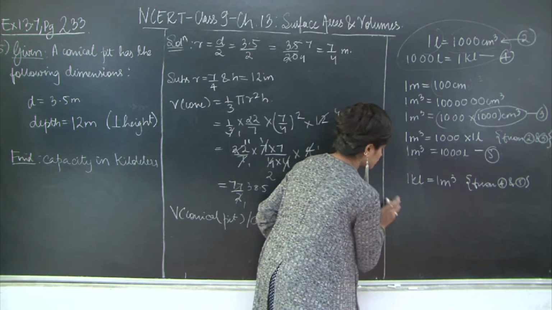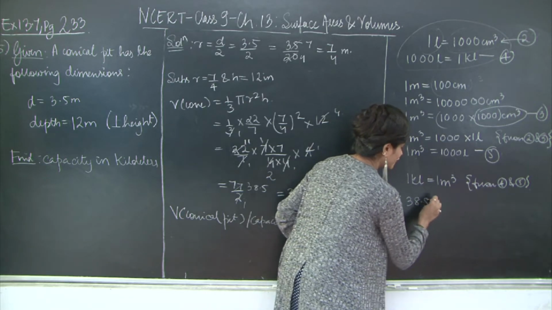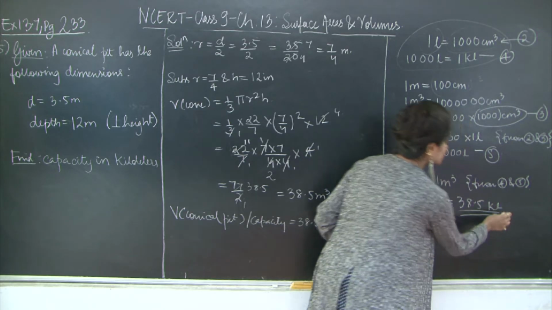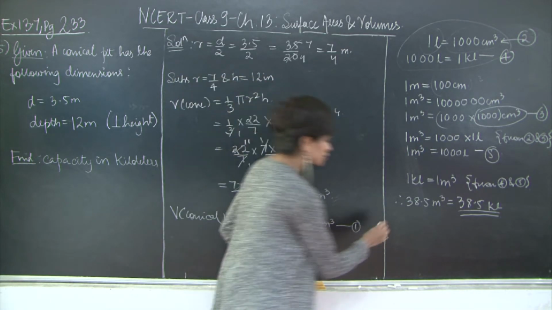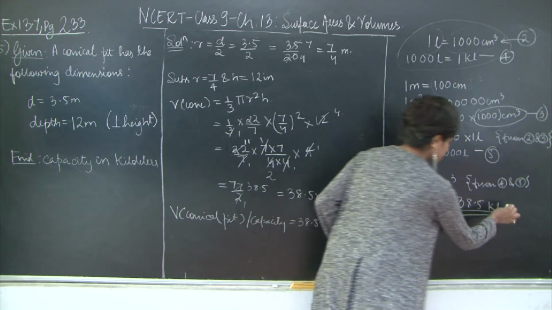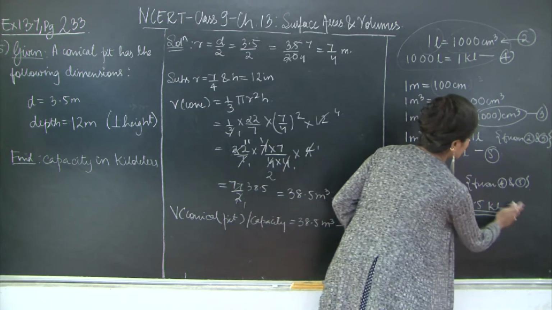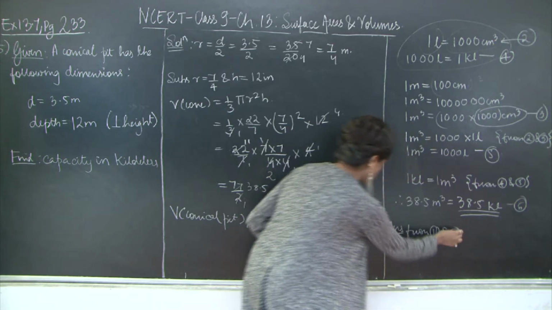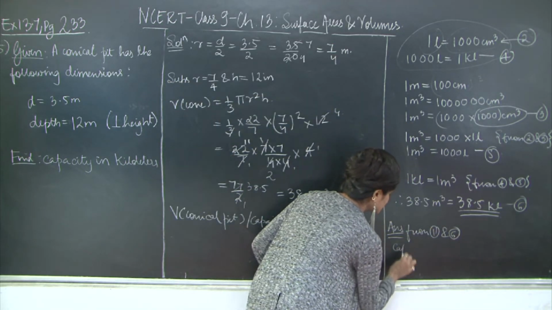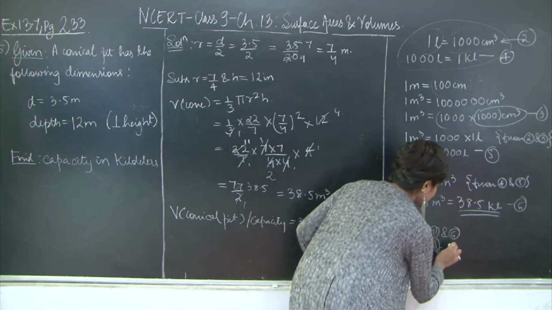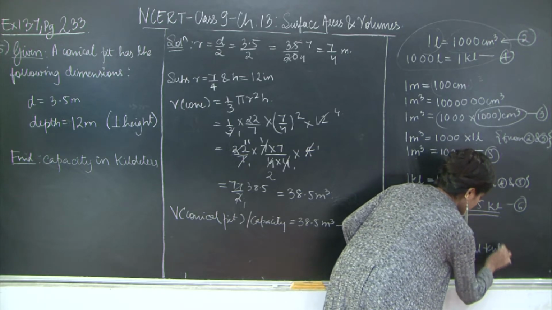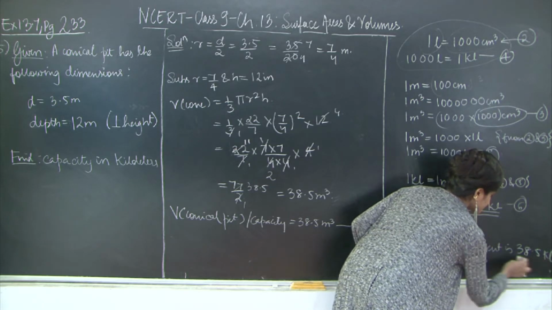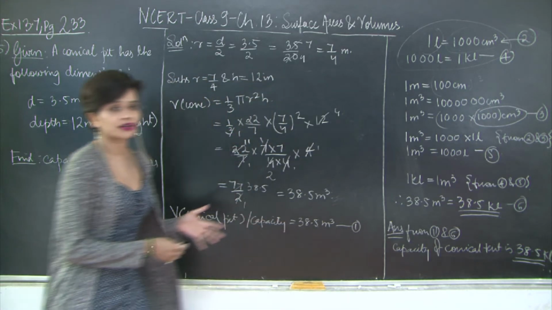Therefore, 38.5 meter cube is going to be equal to 38.5 kiloliters. This is the capacity of your conical tent. So you'll finally write down your answer. I'll mark this as 6. From 1 and 6. So 1 is this over here. Okay, so from 1 and 6, the capacity of the conical tent is 38.5 kiloliters. Very important sum. I hope you've understood it.